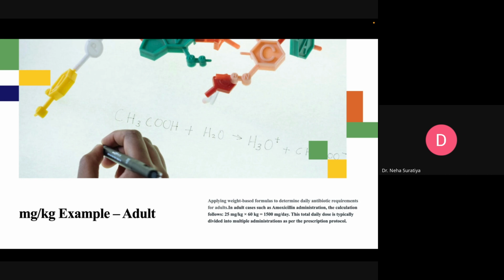And it is also written that amoxicillin 25 mg per kg per day is required for an adult if you want a therapeutic effect. So you just need to calculate it by the weight, right? 25 mg is required for 1 kilogram. How much mg is required for 60 kilograms? You just need to do simple math here. Is it clear? Adult one.